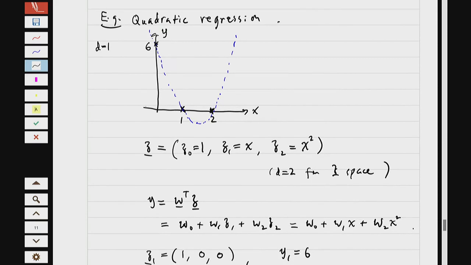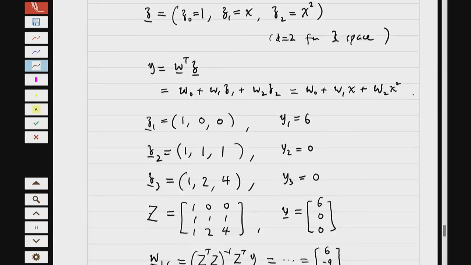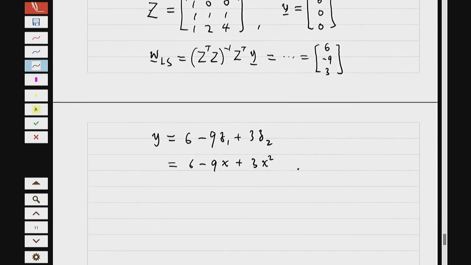Okay, it's an exact fit because we only have 3 points, and we have a quadratic. We have also 3 degrees of freedom. There's a perfect match. Okay, so that's how you solve this problem by nonlinear transform.